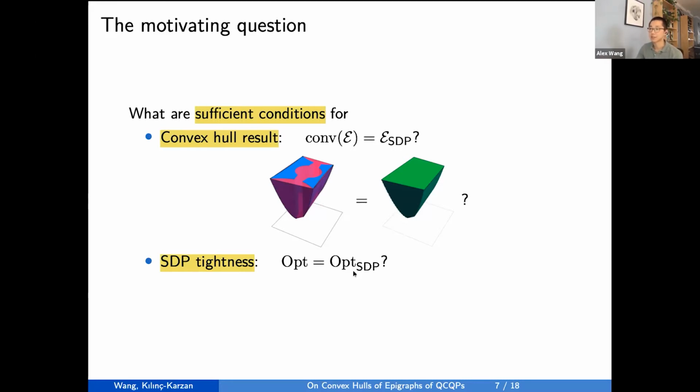But the convex hull result is interesting in its own right. Imagine you had a very complicated QCQP for which SDP tightness did not hold, in which case our sufficient conditions necessarily wouldn't cover it. Even in that case, you might be able to find a subset of your constraints for which you can still apply the convex hull result. In that manner, you could hope to successively relax your problem. This is something that's done in practice.